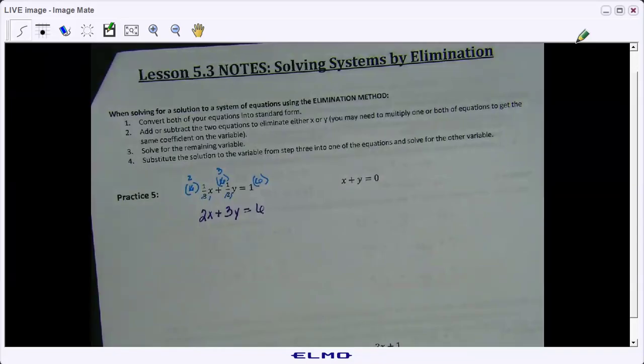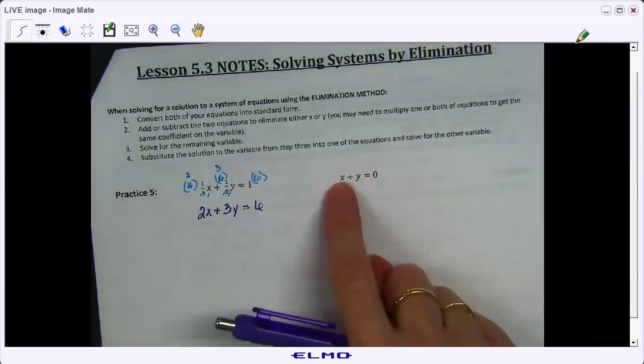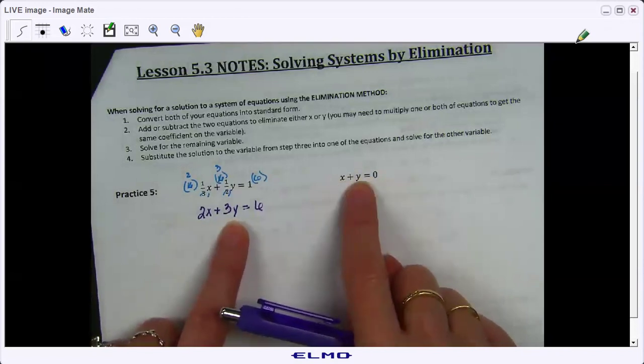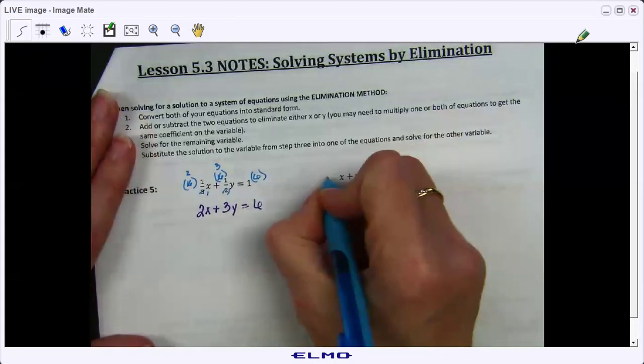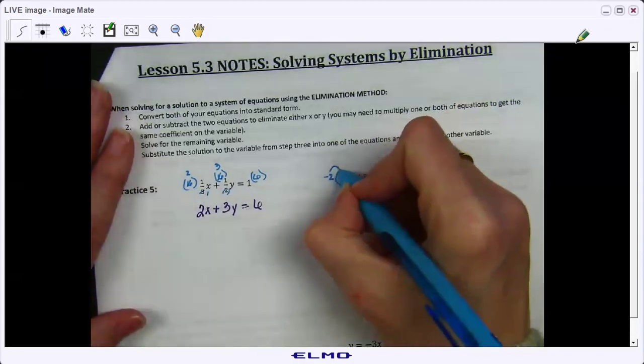Now we have another issue. There are no coefficients that are the same that we can cancel out. That means that we have to change one of the equations. So what we would have to do is we would have to change this one so that we either have a -2 to cancel out our x's or a -3y to cancel out our y's. So I'm going to choose the smaller number, okay, because smaller numbers are easier to work with. So what I'm going to do is I'm going to multiply this entire equation by a -2. So I'm going to distribute.